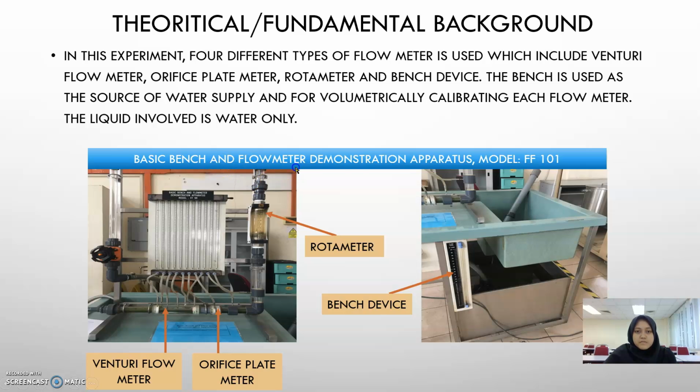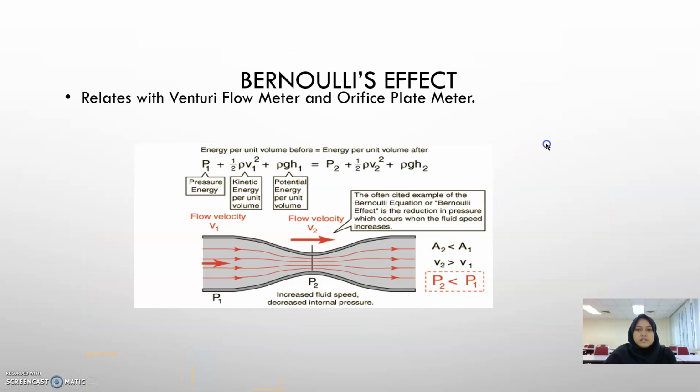So this is the basic bench and flow meter demonstration apparatus, model FF101. This is the rotameter, the orifice split meter, a venturi flow meter, and also the bench device. This experiment relates well with the equipment, which is venturi flow meter and orifice split meter, with Bernoulli's effect, which says that when the fluid speed increases, the internal pressure will decrease.